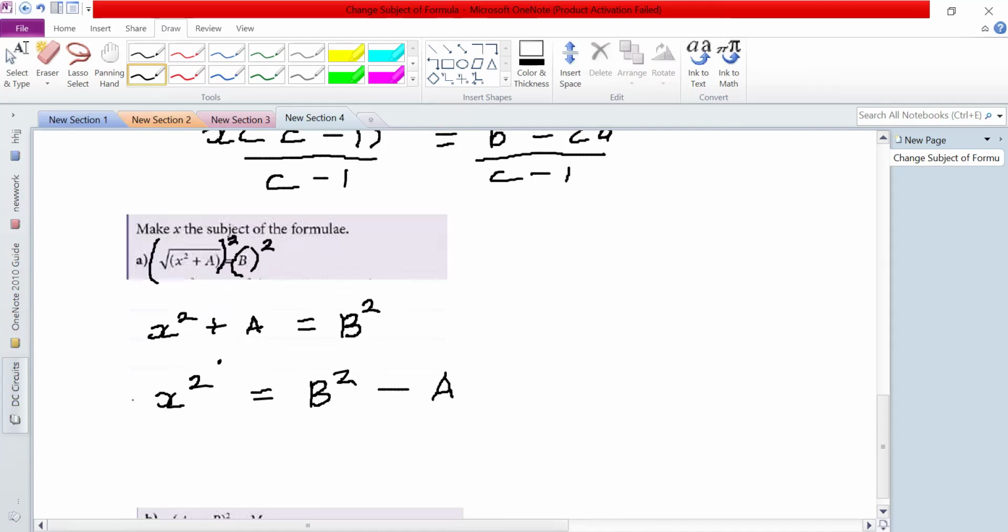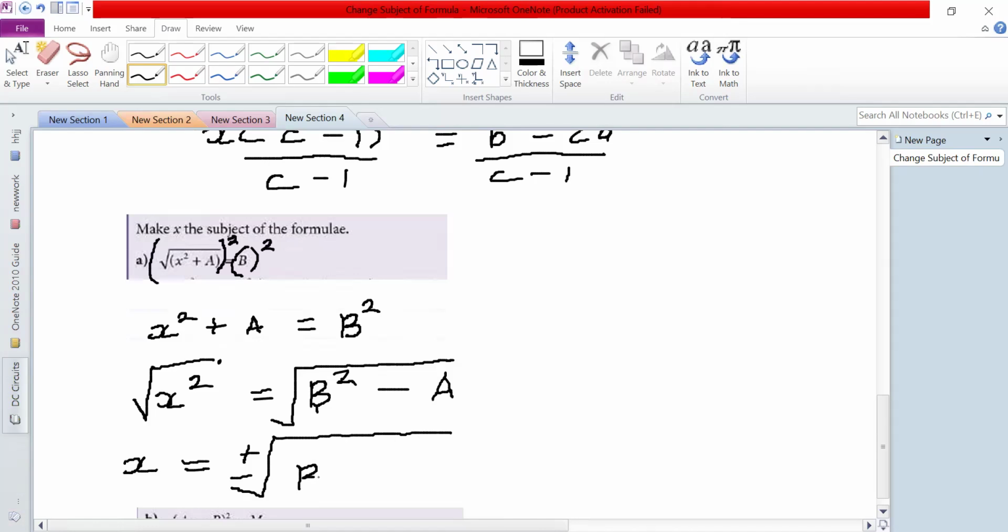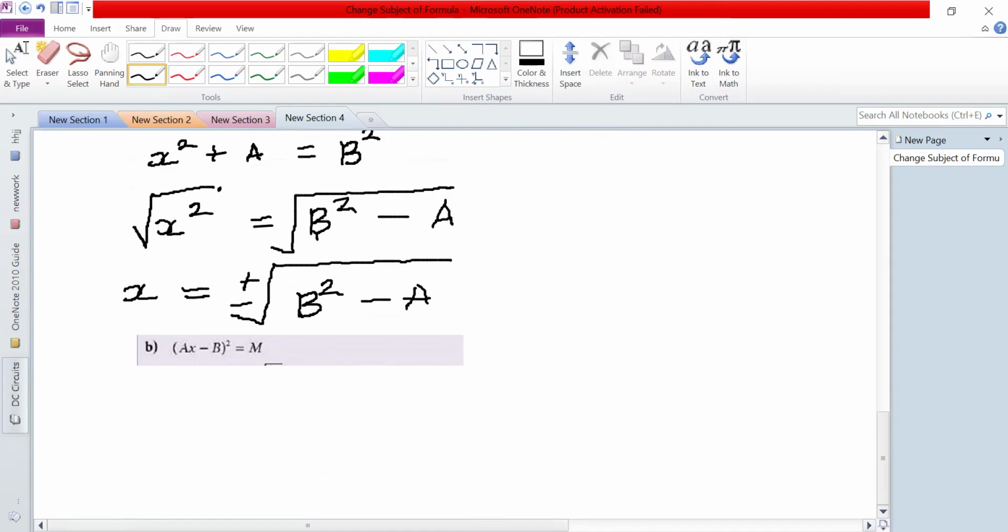Okay. So here we have x squared. To get rid of the squared, we take the square root of both sides. Then we end up with x equals to, but remember, each time we introduce a square root, it becomes plus or minus. x is equals to plus or minus the square root of b squared minus a. Let's take a look at another example.